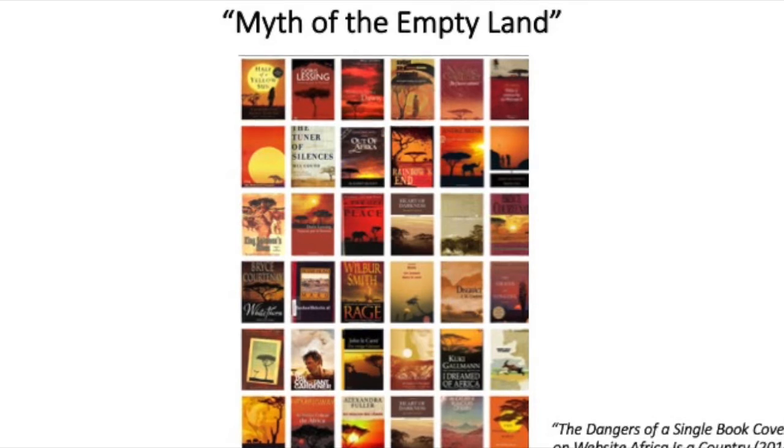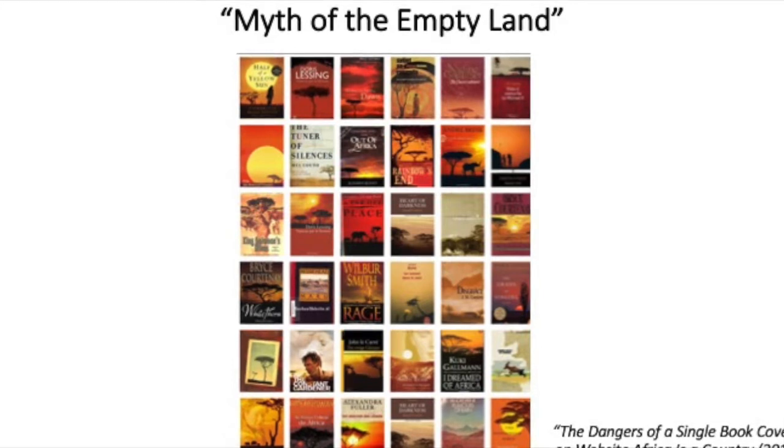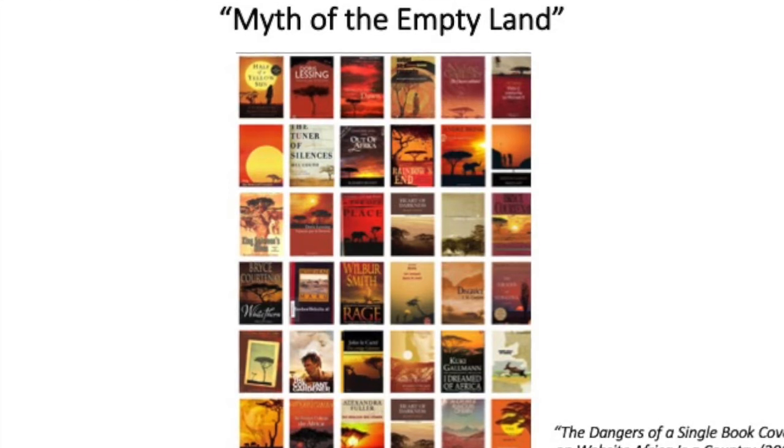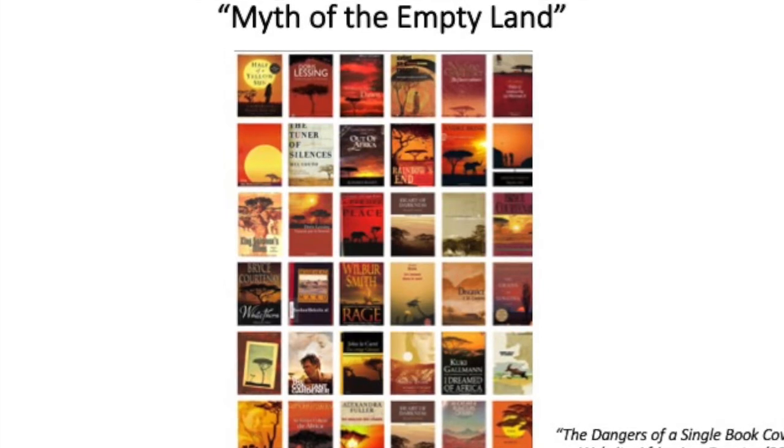This excellent image called The Dangers of a Single Book Cover, which appeared on the website in 2014, shows us this astonishing array of novels from the Nigerian novelist Chimamanda Adichie, who we'll talk about a little bit in a moment. Her novel about the Biafran War, Half of a Yellow Sun, gets that sort of sunset, acacia, empty landscape treatment. So too do novels by South African writers like Nadine Gordimer.